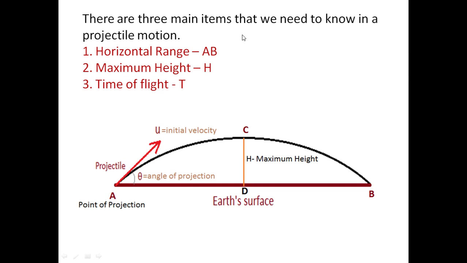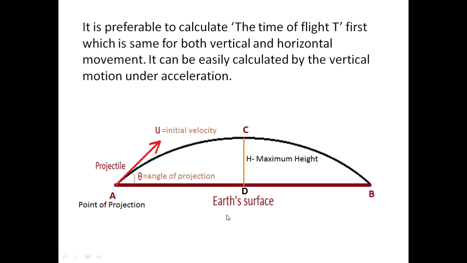There are three main items that we need to know in a projectile motion. Number 1, horizontal range AB. Number 2, maximum height h. And number 3, the time of flight t. It is preferable to calculate the time of flight t first, which is same for both vertical and horizontal movement. It can be easily calculated by the vertical motion under acceleration.